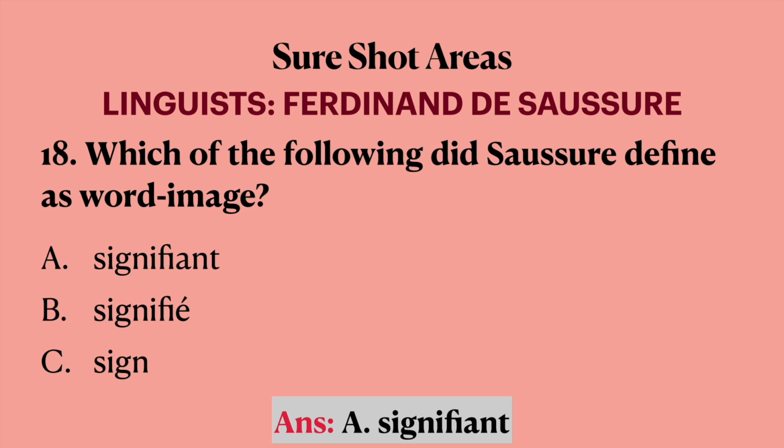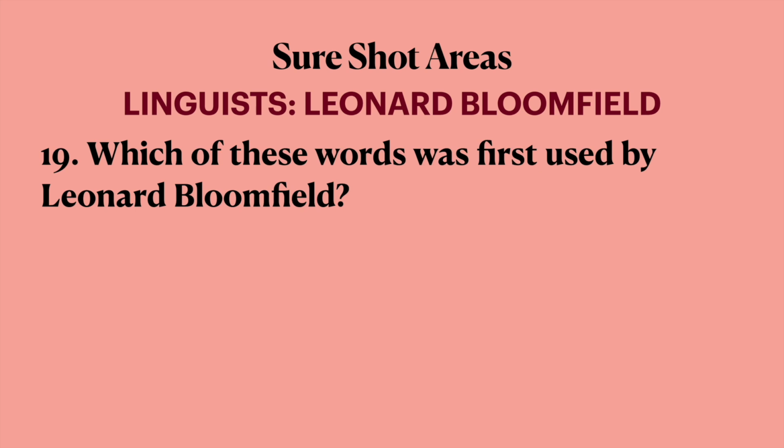Don't worry, guys. I'll tell you what that is. The first option, signifiant, is signifier or word image. The second option, signifier, is signified or concept. Next, we'll have a question from Leonard Bloomfield. He was as important as Ferdinand de Saussure himself. The question is, which of these words was first used by Leonard Bloomfield?